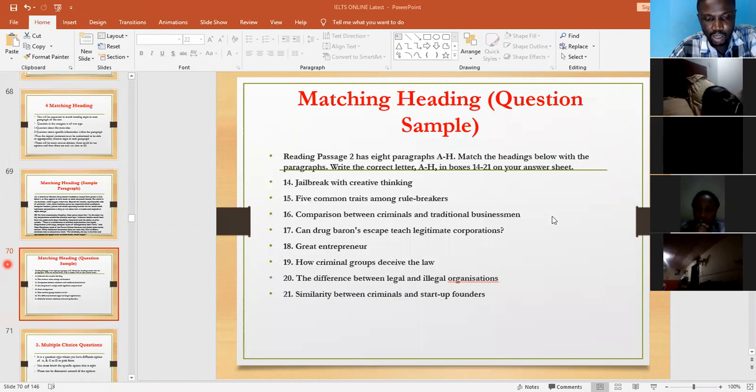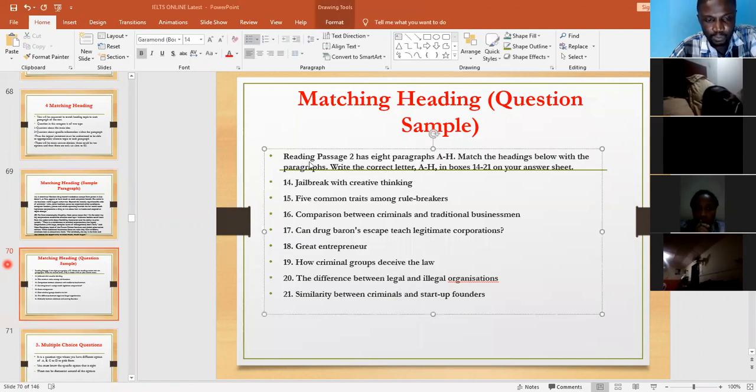Okay, now look at the question. It says reading passage 2 has 8 paragraphs, A to H. It says match the heading below with the paragraph. Write the correct letter, A to H, in boxes 14 to 21.